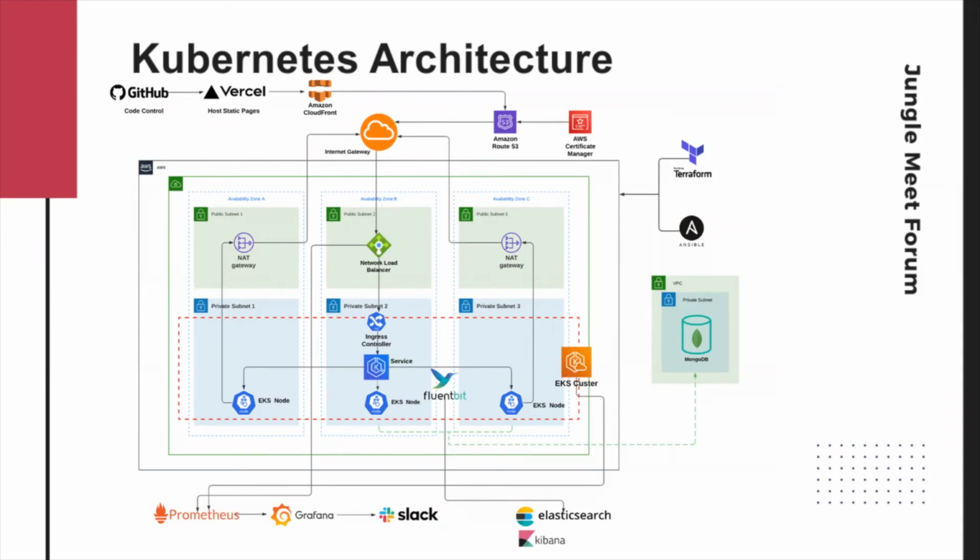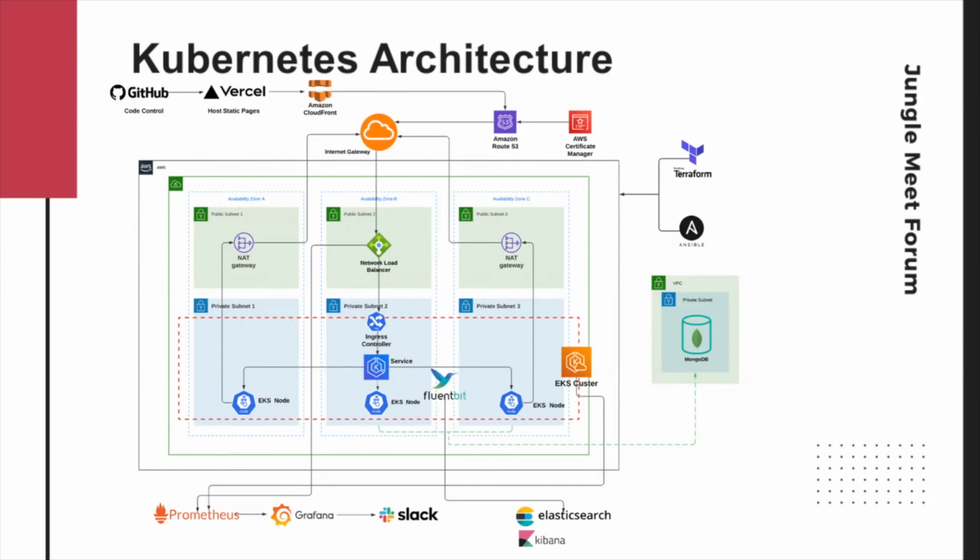I'll continue to introduce the three-tier architecture of our project. As for our application tier, we used Amazon Kubernetes to deploy our applications in an EKS cluster. EKS architecture is designed to eliminate any single points of failure that may compromise the availability and durability of the Kubernetes control plane, which is managed by AWS.